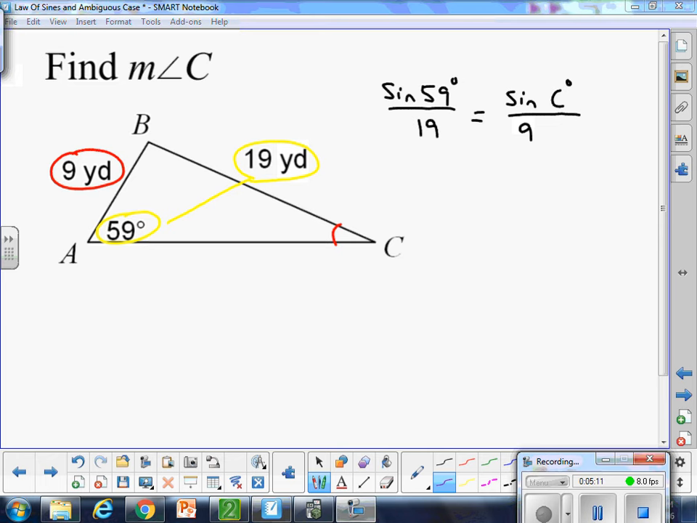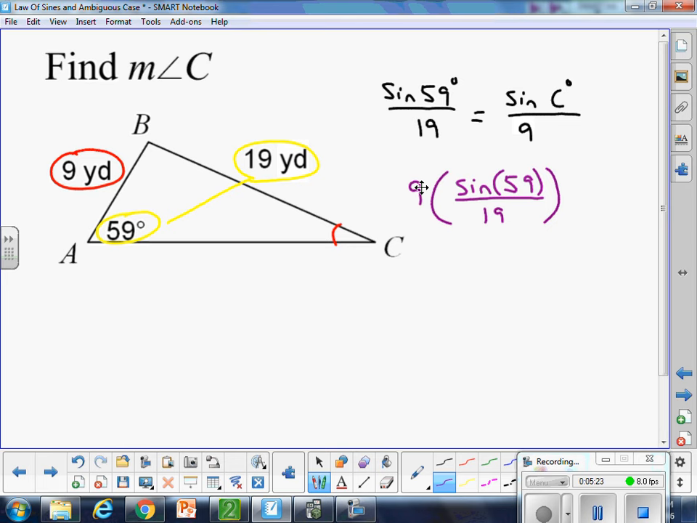And you just need to be careful on your calculator. It's 9 times the sine of 59. You're going to want to have a closed parenthesis after that 59, because you're only taking the sine of 59, not the divided by 19 is not part of the sine. So that's just multiplying both sides by 9. Let's do that on the calculator.